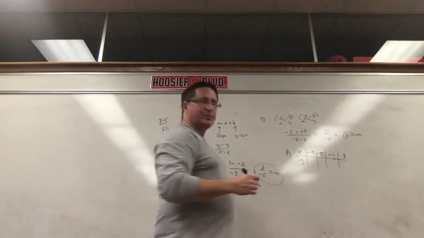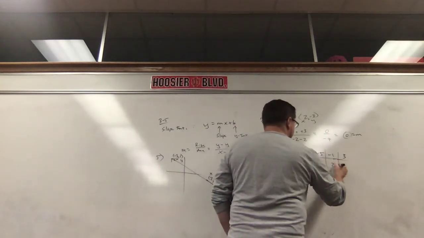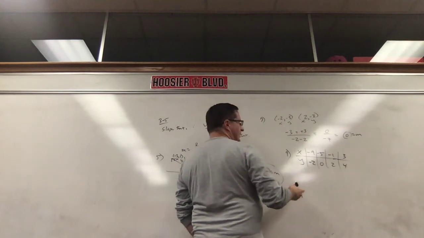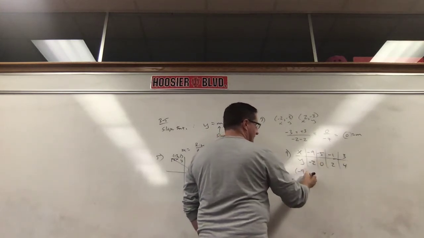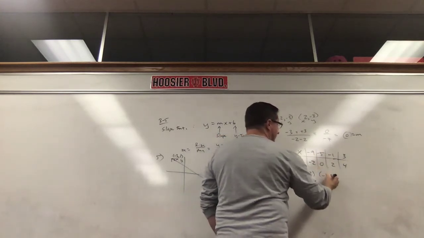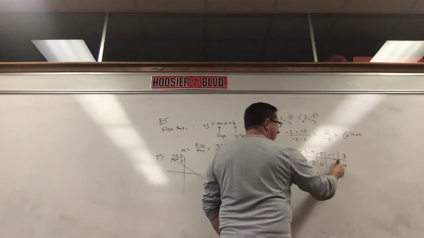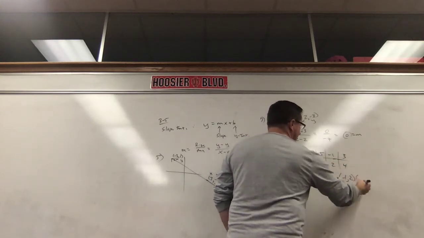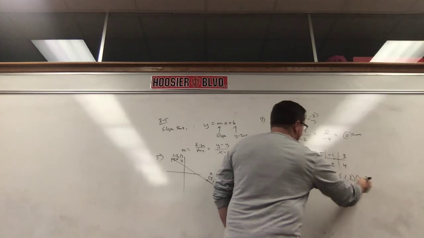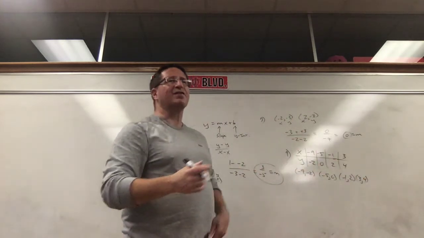Yep, -2, 0, 2, 4. They give us 4 points here: -9, -2; -5, 0; -1, 2; and 3, 4. I'm going to write this down, but you don't necessarily have to do this. You only need 2 points. They gave us 4 points.